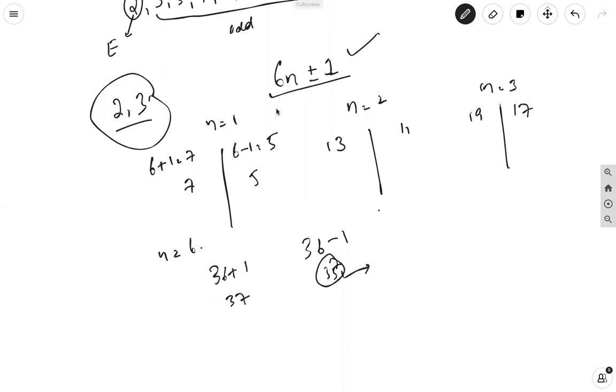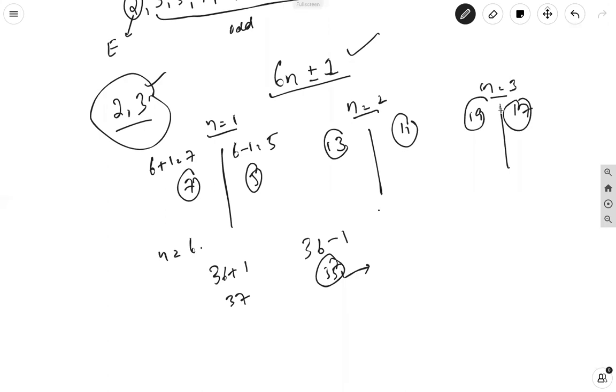This is just a shortcut way to identify a prime number: all prime numbers except 2 and 3 can be written in the form of 6n plus or minus 1. If you start putting the values of n as 1, 2, 3 and so on, for n equals 1 this will be 6 plus 1, which is 7, and 6 minus 1, which is 5. Both are prime numbers. If n is 2, this will become 13, 12 plus 1, and 12 minus 1, 11. If n is 3, this will become 19 and this will become 17, right?